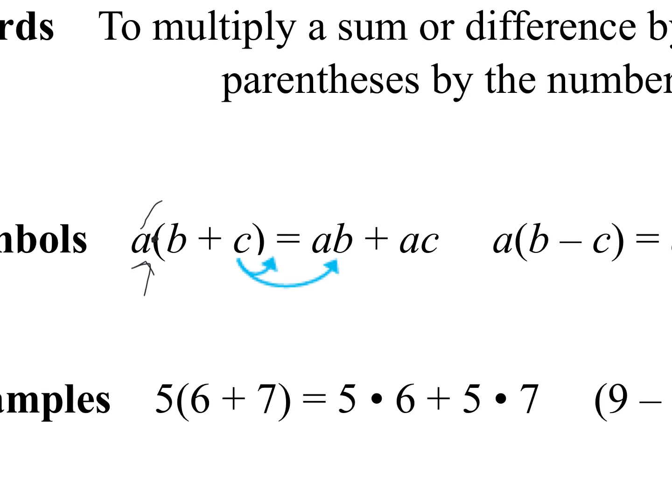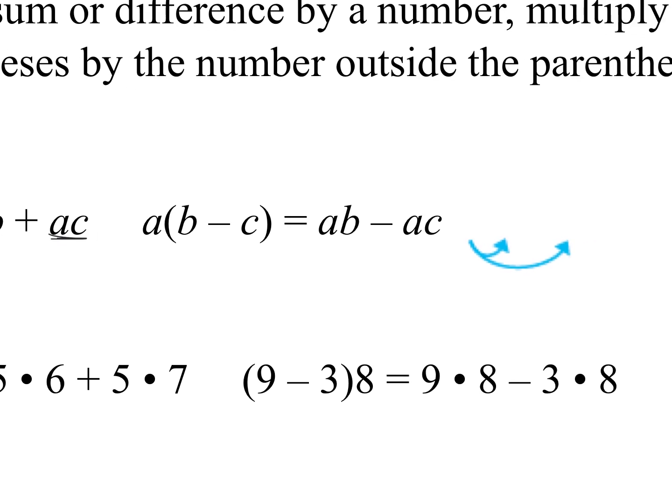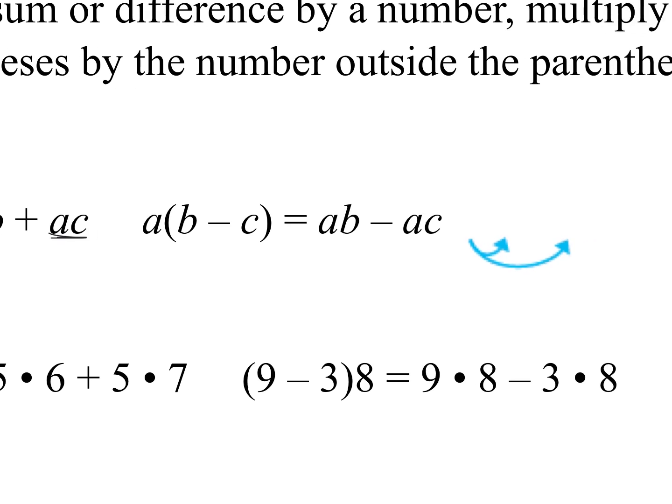Okay? So, to get rid of the parentheses, that's our goal. We're going to multiply A by every single term in the parentheses. So we're going to take A times B. We get AB. And then we also take A times C to get AC. Same thing if we had subtraction in the middle.